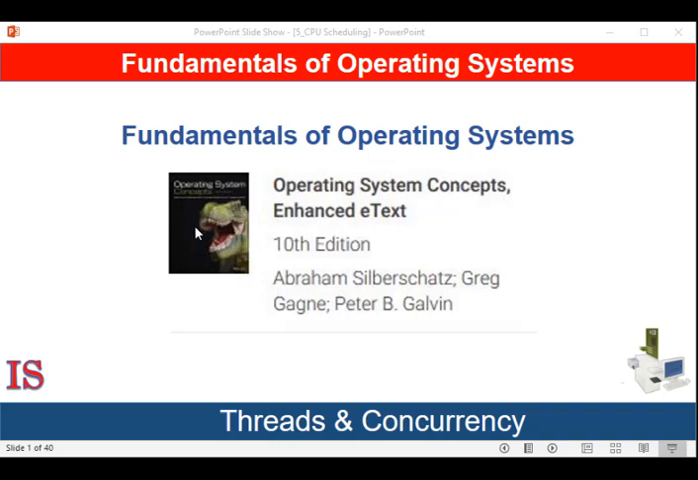Welcome back to Lesson 3 in our course Fundamentals of Operating Systems, based on the textbook Operating System Concepts, 10th edition, by Abraham Silberschatz, Greg Gagne, and Peter Galvin, published by Wiley Publishing. In this lesson, we are going to start our investigation of the various scheduling algorithms for the CPU. And we'll begin with first come, first serve.